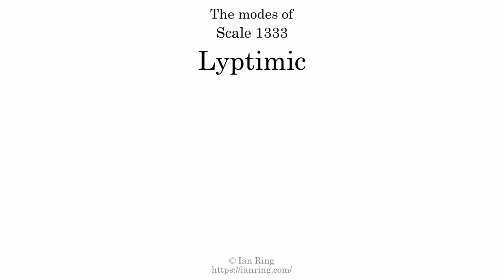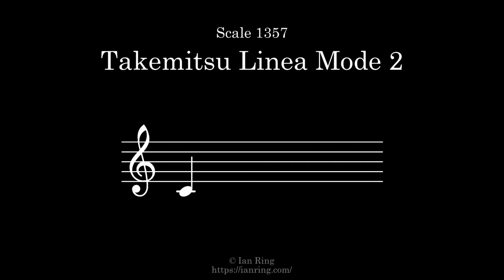This scale has 6 modes. The first mode is itself. The second mode is scale 1357, also known as Takemitsu linear mode 2. It sounds like this.